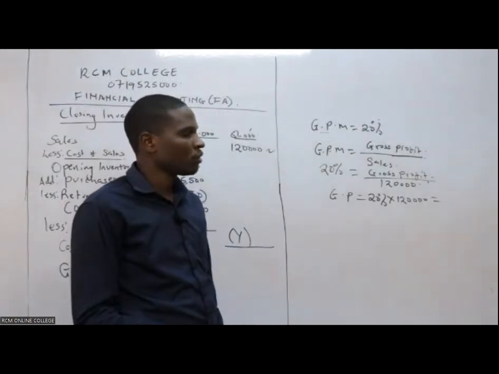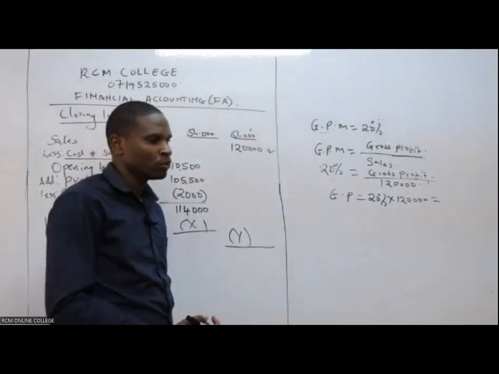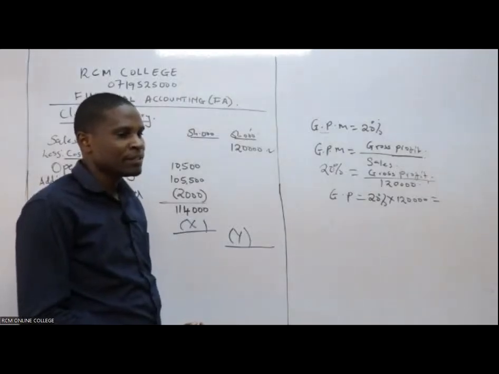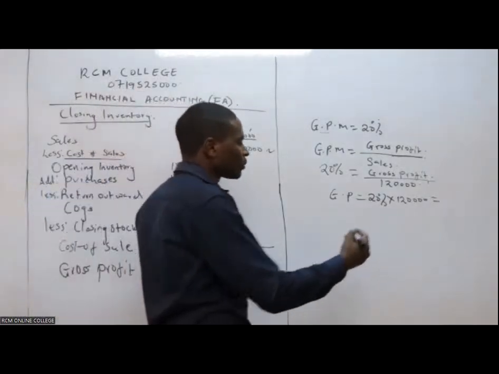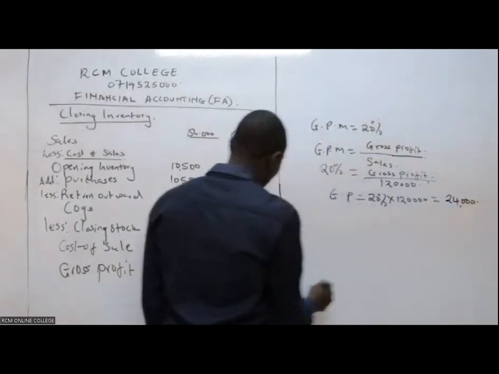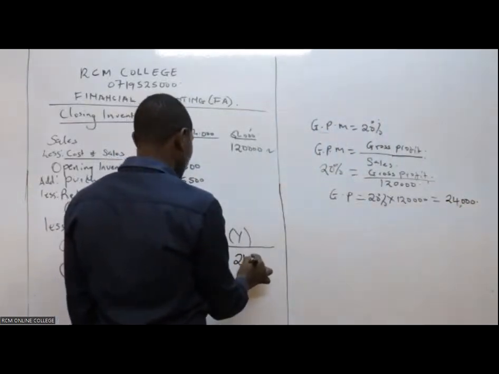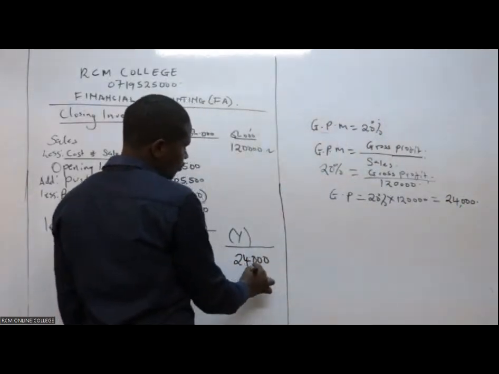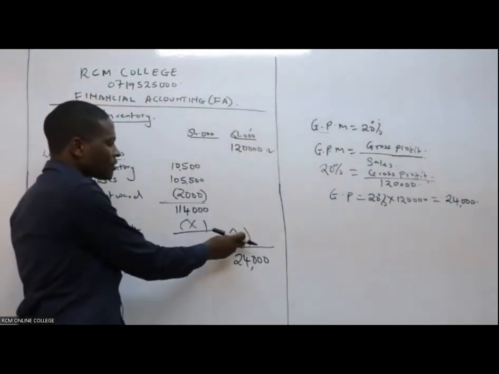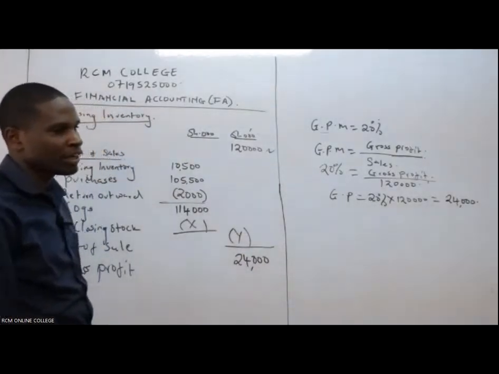I'm waiting for those students who can do this very fast. It is 24,000. So our gross profit here, the unknown, is 24,000. Is it possible for us to get Y? Can somebody get Y for me very fast?